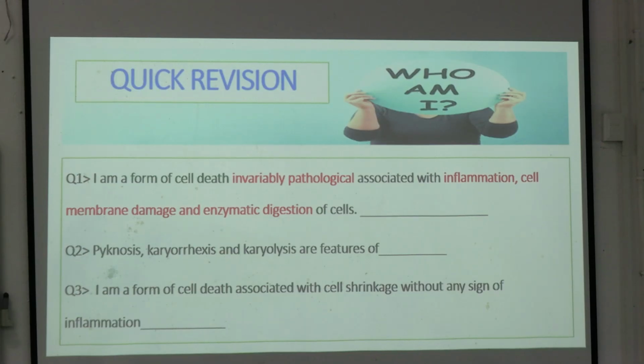So since it is just the basic, if I ask you which form of cell death is invariably pathological, associated with inflammation, cell membrane damage, enzymatic digestion of the cells. So if you followed my lecture, what will be the answer? Necrosis. You tell me, pycnosis, karyolexis, karyolysis are features of necrosis, these three are found in necrosis. Then what is the answer for cell shrinkage without any signs of inflammation? Apoptosis. So this is just the basic, I am just doing an induction of it, later you will get it in details, but it is a very important topic.